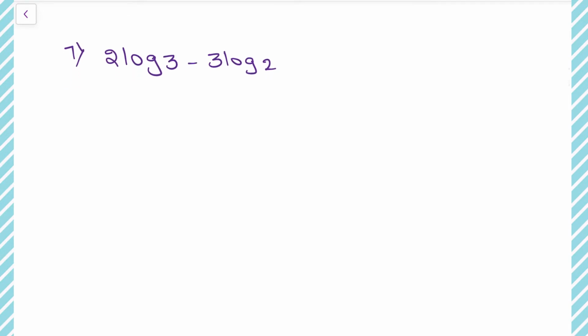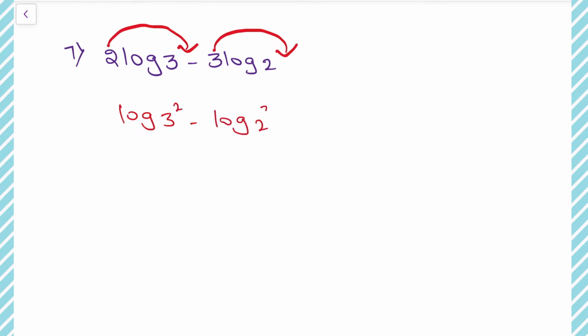Next, what is the value of 2 log 3 minus 3 log 2? Till now, if the power is for the main number, we are taking it to the front side. Now here already the number is on the front side, we just need to take it as the power. Here also the number is on the front side, that we need to take as the power. Then we will get log 3 power 2 minus log 2 power 3. If we simplify this, log 3 power 2 is 9, minus log 2 power 3 is 8.